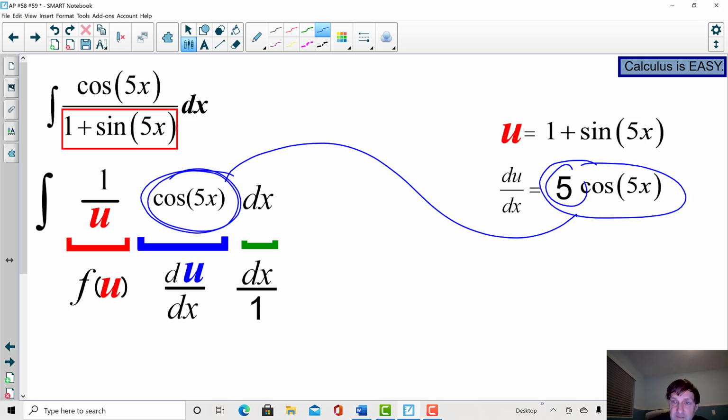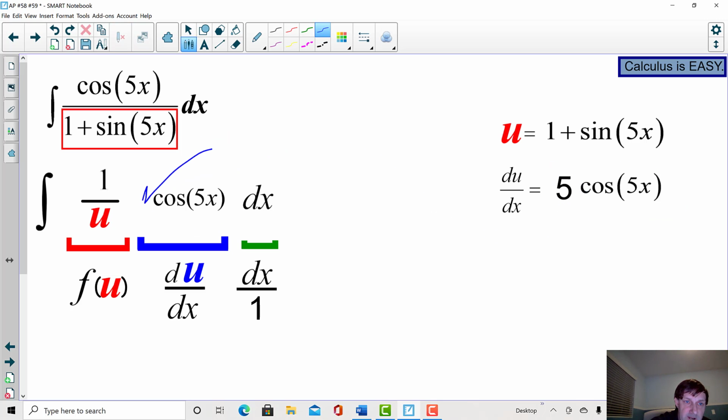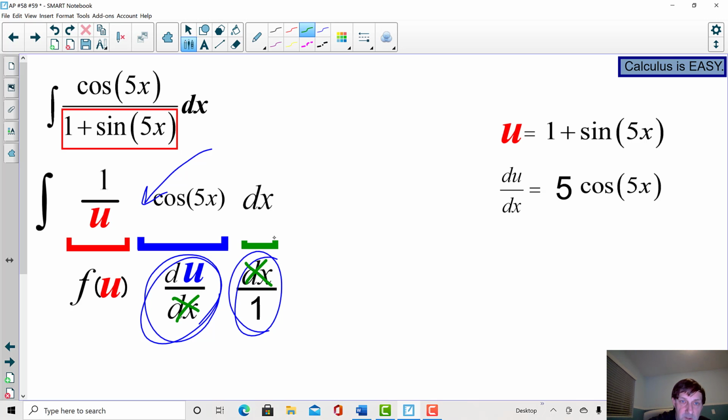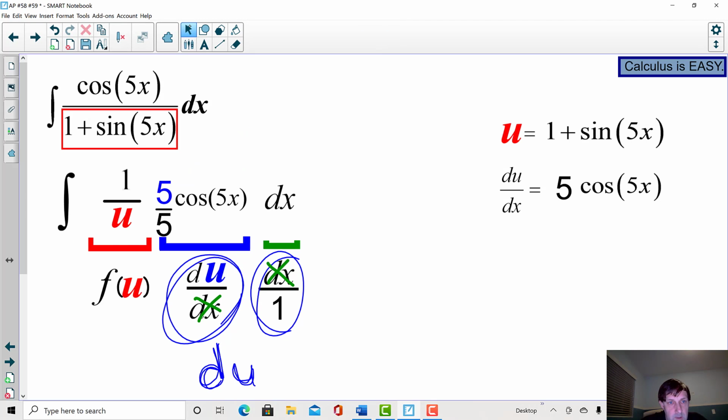We are missing a 5. Otherwise, it's exactly the same. So we need to put a 5 right here. If we can get a 5 right here, we will have a du/dx right next to the dx. Then, of course, the dx's will cancel, and we'll just be left with a du. So how can I get a 5 in here? Well, I have to put 5 over 5. That's the same thing as multiplying by 1.